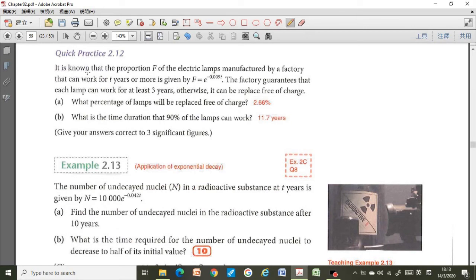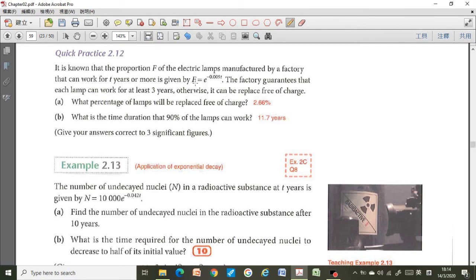Let's look at an example. It gives the proportion F of electric lamps manufactured by a factory that can work for T hours or more, given by this one. Proportion means it is out of the total number, divided by the total number, so it's just a number between 0 and 1. The factory guarantees that each lamp can work for at least 3 years. Otherwise, it can be replaced free of charge. What percentage of lamps will be replaced free of charge?